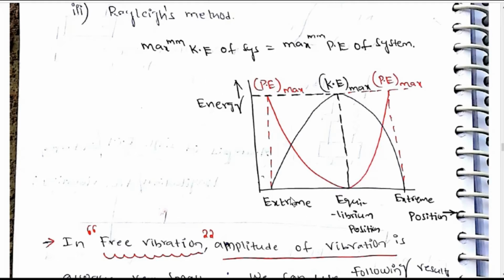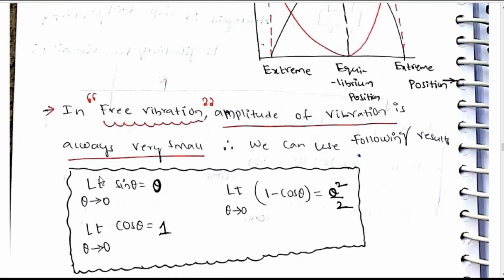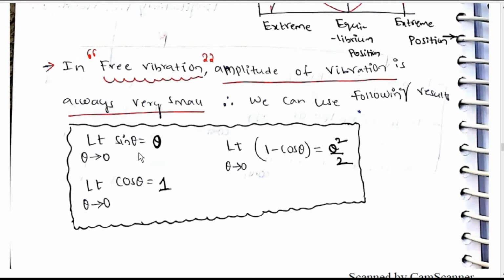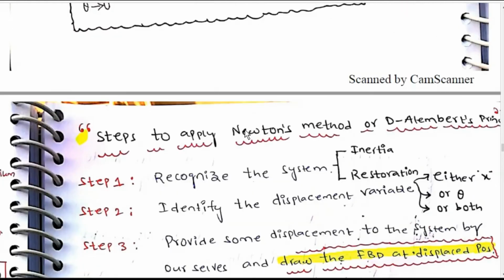Energy: extreme position, equilibrium position, P max, K max. In free vibration, amplitude of vibration is always very small. We can use the following results: as theta tends to 0, sin theta is equal to theta; as theta tends to 0, cos theta is equal to 1; as theta tends to 0, 1 minus cos theta is equal to theta square by 2, by applying 2 sin square theta by 2, we will get theta square by 2.